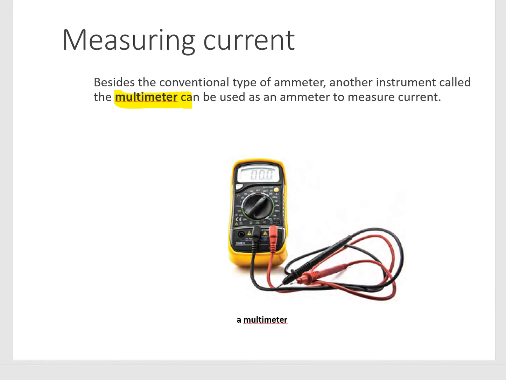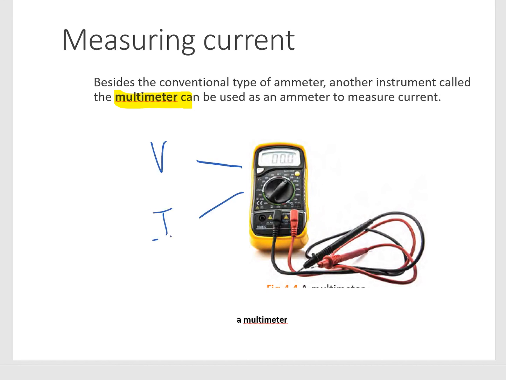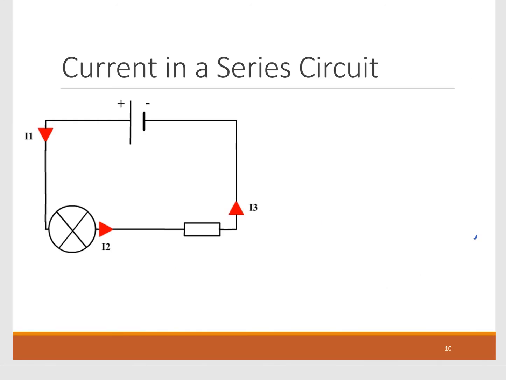You can, of course, use a multimeter. A multimeter is a gadget that's very useful. It can be used to measure voltage. It can be used to measure current. It can even be used to measure resistance. A very versatile gadget. Now, what happens when current flows in a series circuit?